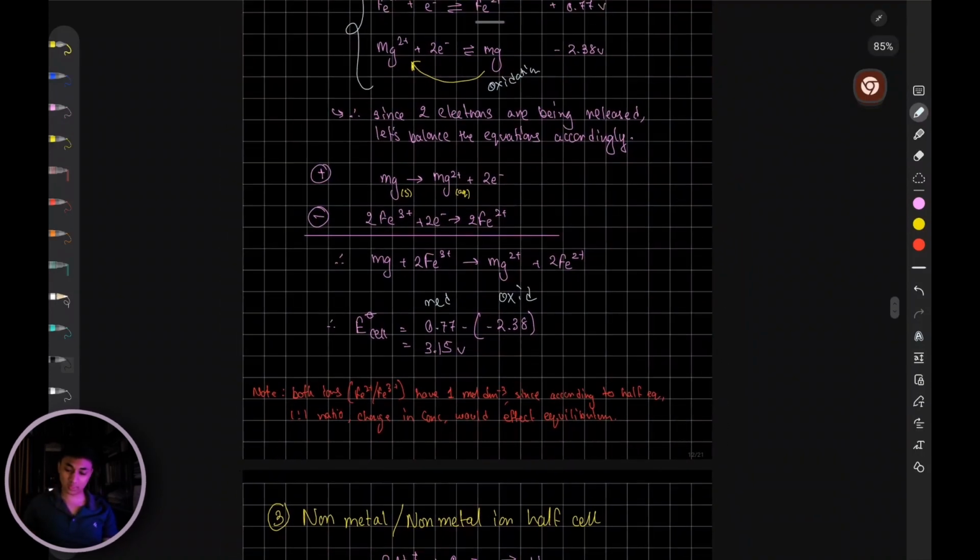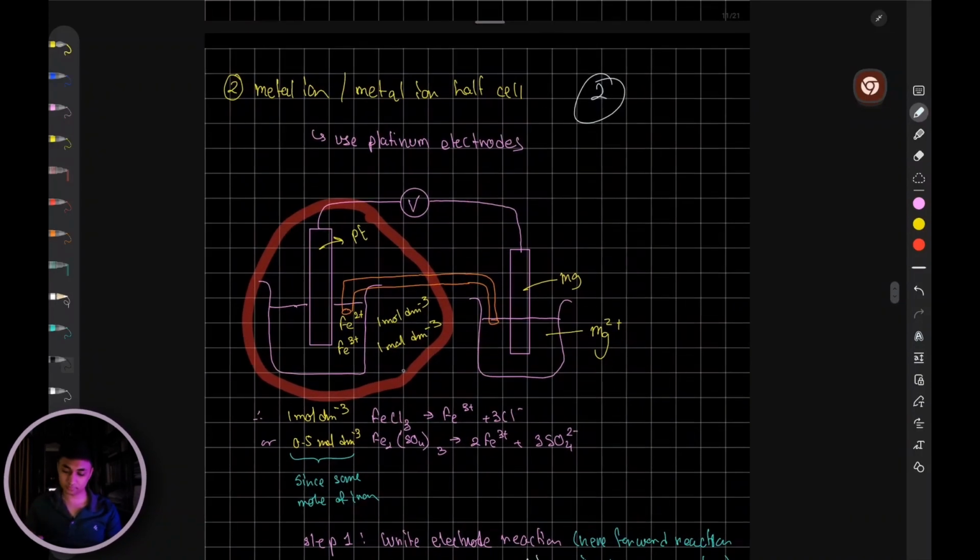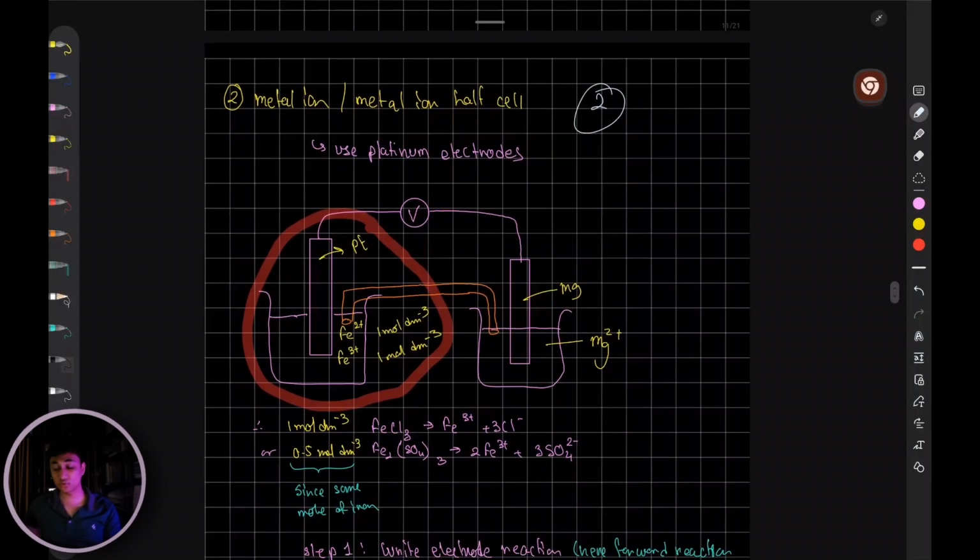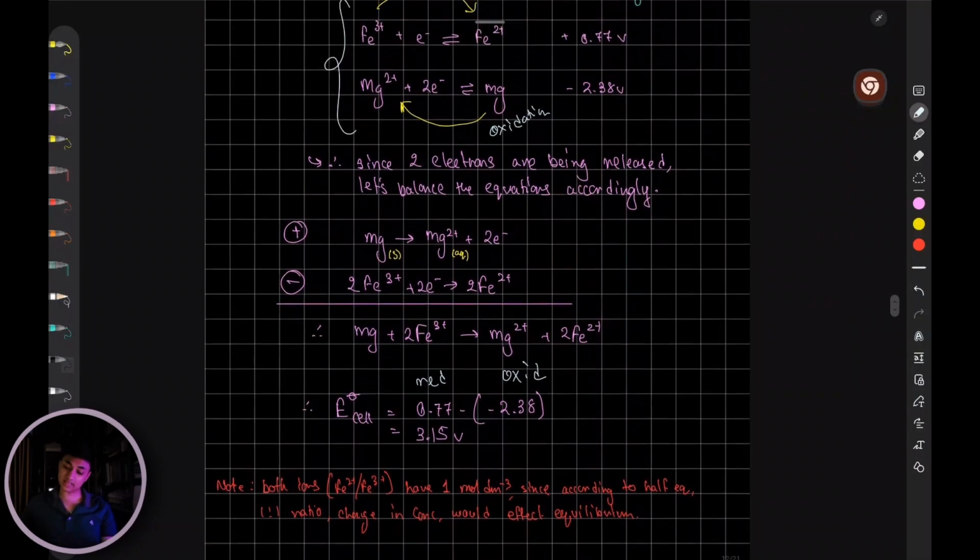Now, notice one thing, that in case of both the irons, that is Fe2 plus and Fe3 plus, both have a concentration of 1 mole per dm cube. Over here, if you change the concentration from 1 mole per dm cube to any other value, that would have affected the equilibrium. That would have affected your electrode potential value, because the concentration of the oxidized species, Fe3 plus, and the concentration of the reduced species, Fe2 plus, would change, right? So that would result in a different electrode potential value, and I'm going to talk about that as well.